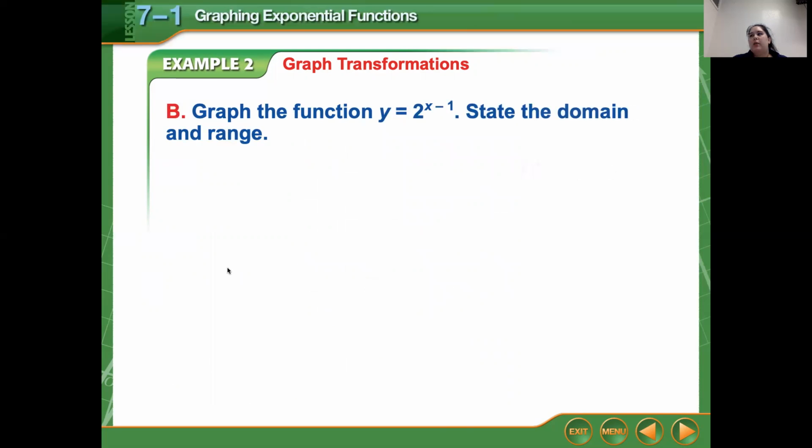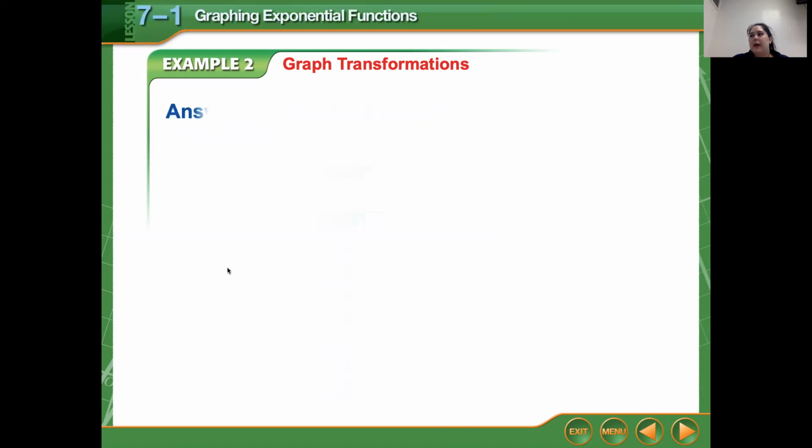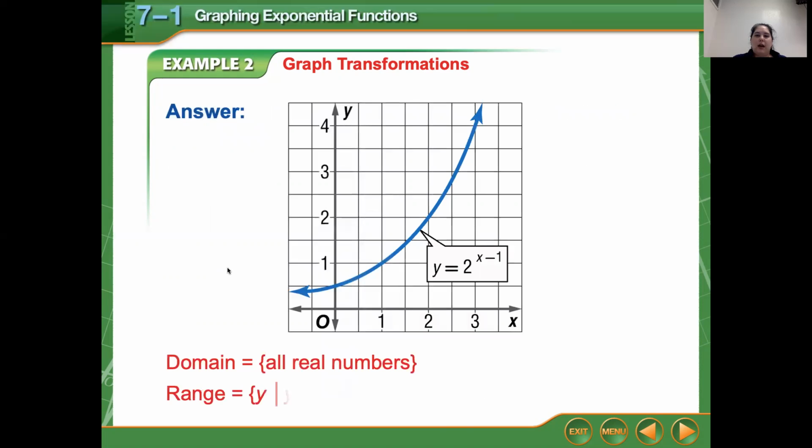Here we have y equals 2 to the x minus 1. We're going to state the domain and range. You get some coordinate points for us to plot. So this is what our graph looks like. And here we would say that, again, our domain is all real numbers. Our range this time is from 0 to infinity.